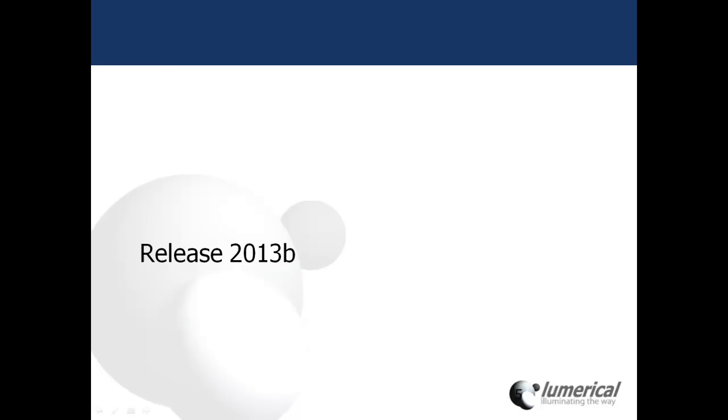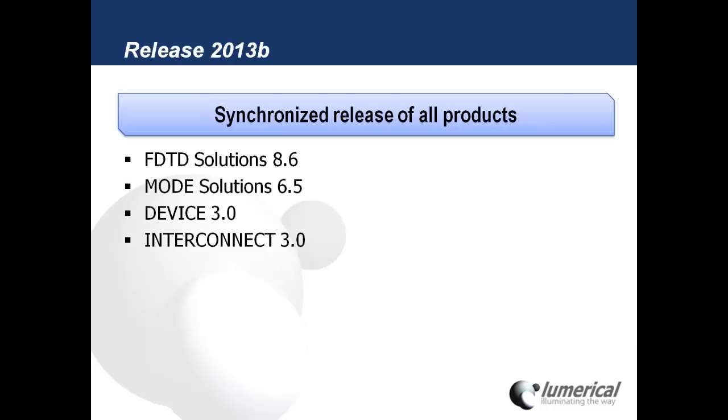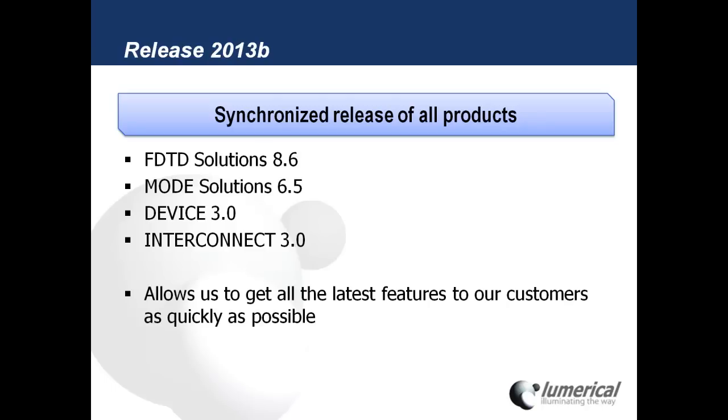Now I'm going to talk a little bit about Release 2013B. This is a synchronized release of all of our products. So in terms of the specific product versions, it's FDTD Solutions 8.6, Mode Solutions 6.5, Device 3.0, and INTERCONNECT 3.0. The reason we're releasing all the products together is that it allows us to get all the latest features to our customers as quickly as possible.